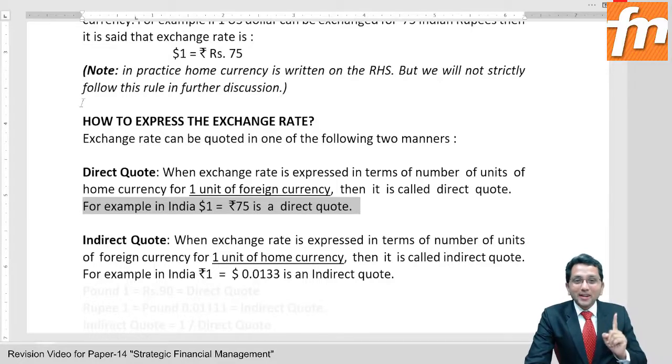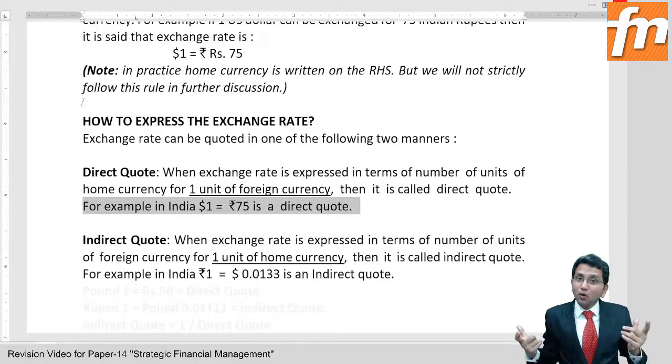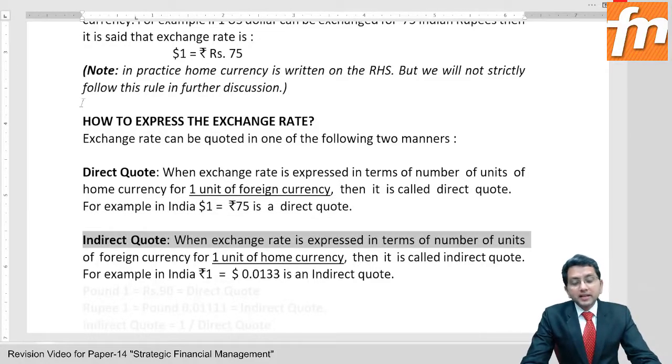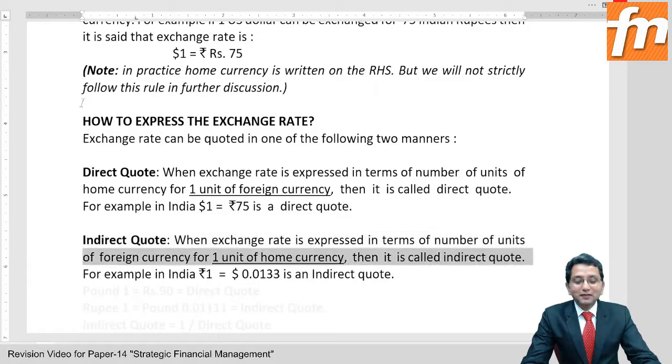This is 1 unit of foreign currency for number of units of home currency: the direct code. What is the indirect code? If the exchange rate is expressed in terms of number of units of foreign currency for 1 unit of home currency, then this is named the indirect code.